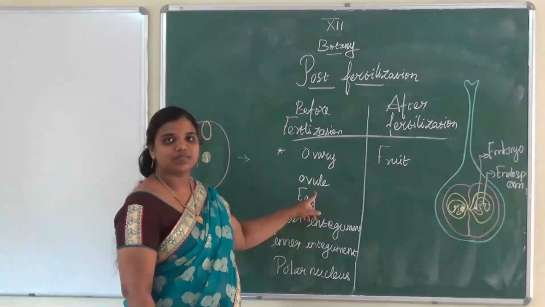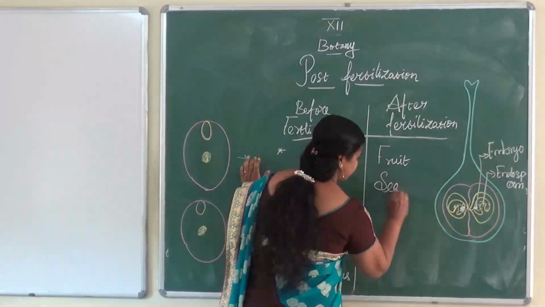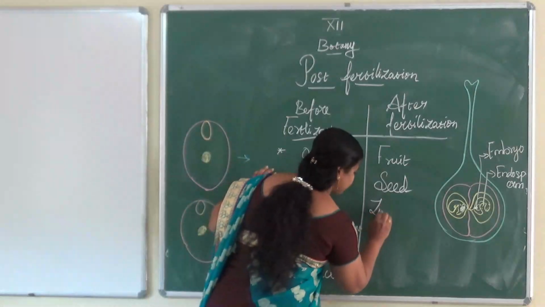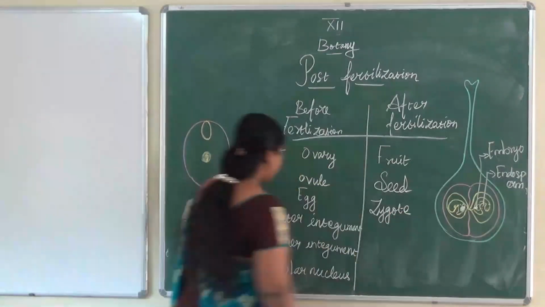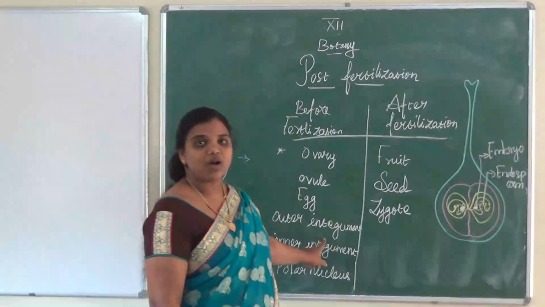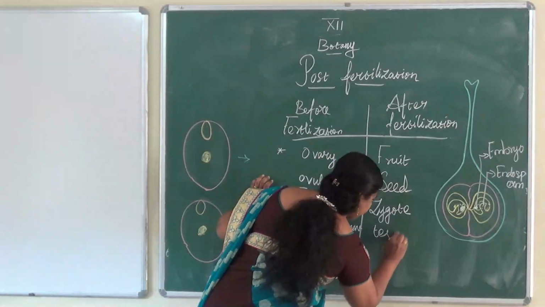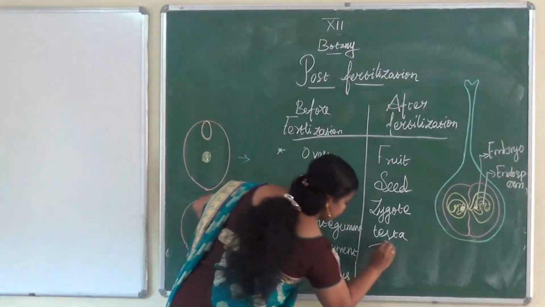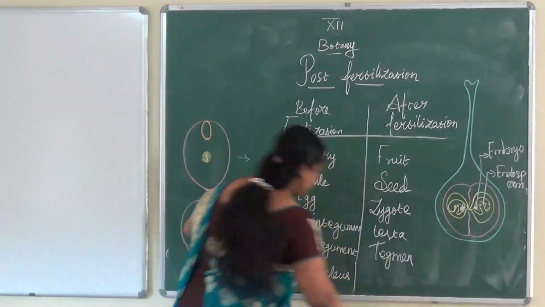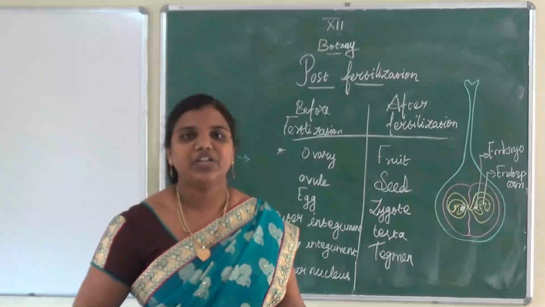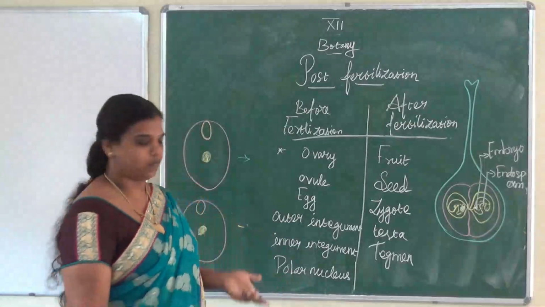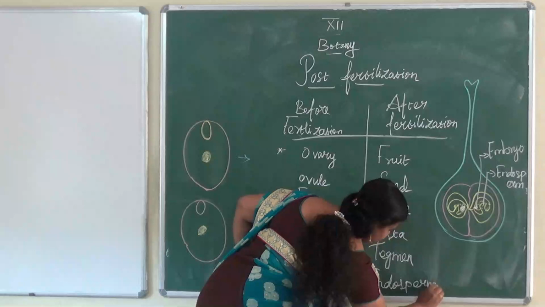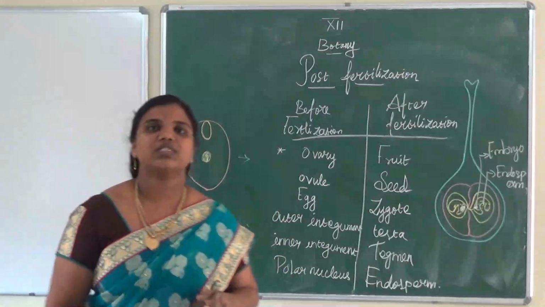and ovule is modified to seed, and egg is modified to zygote, and outer integument is modified to testa, and inner integument is modified to tegmen, and then the polar nucleus, that is the secondary nucleus, is modified to endosperm. These are post-fertilization changes.